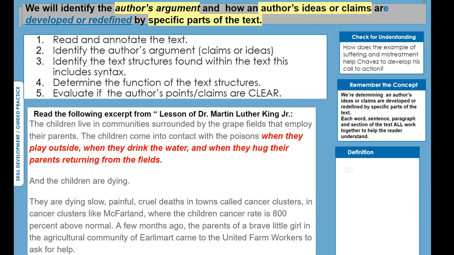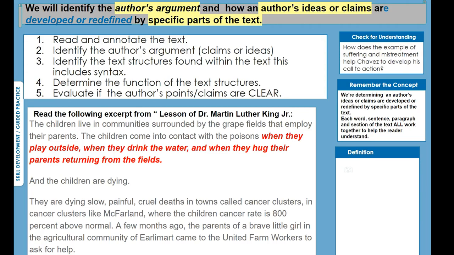All righty, so you guys had an opportunity to read that. So let's look at this particular passage. He said, when they play outside, when they drink the water, and when they hug their parents return from the fields. What is he saying? Let's go back. The children live in a community surrounded by the great fields that employ their parents. So if you had not read this, we can draw an inference that the children are living in some type of farm community, right? And that their parents work for this community, right?